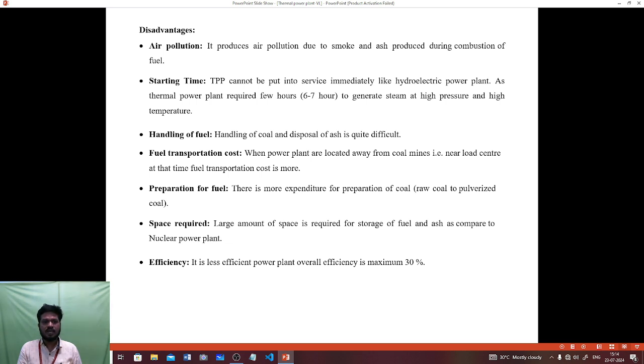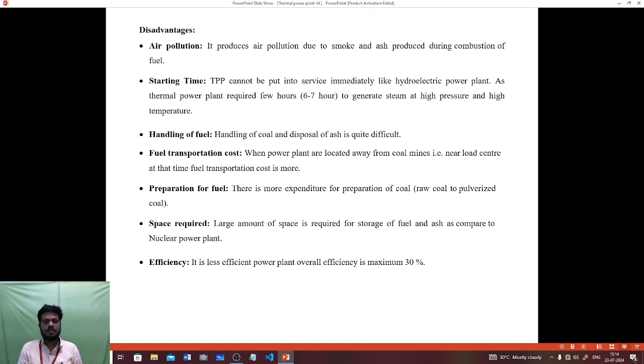Handling of fuel: handling of fuel like coal and disposal of ash is quite difficult. And fuel transportation cost: when the power plant is located away from coal mines and near the load center, fuel transportation cost is more. Preparation of fuel: there is more expenditure for preparation of coal, like pulverizing the raw coal.